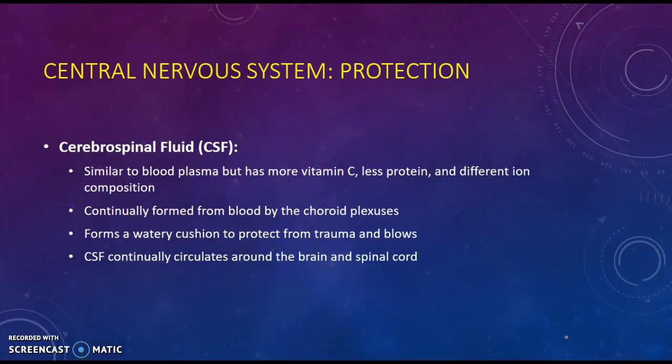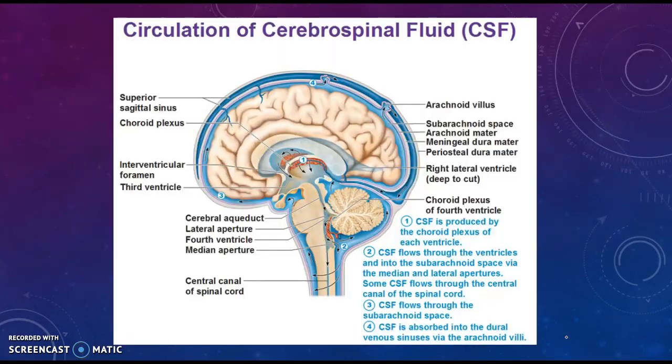You also have cerebrospinal fluid. Cerebrospinal fluid is really important. It's formed by the choroid plexus. It contains some vitamins and nutrients, but really it's important for protecting and cushioning against a blow, and it's constantly flowing around the brain and the spinal cord. So we're finishing up here. This is just the last picture showing you that your cerebrospinal fluid is constantly being moved around the brain and the spinal cord to protect it.